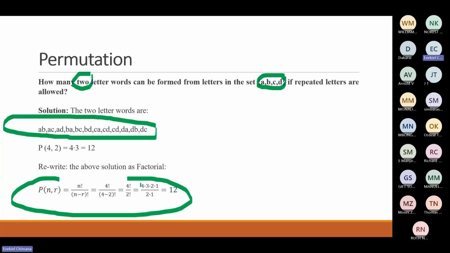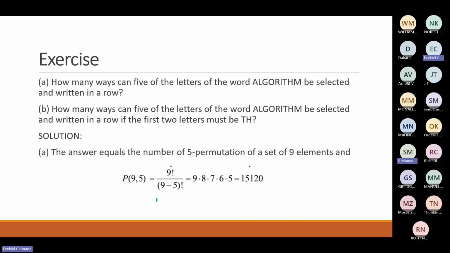And you know that 4 factorial is 4 times 3 times 2 times 1. Then you divide it by 2 factorial, which is 2 times 1. And then this part can cancel each other, and you are left with 4 times 3, which is going to give you 12. So that's how you can find the total number of permutations. And then there's this exercise.